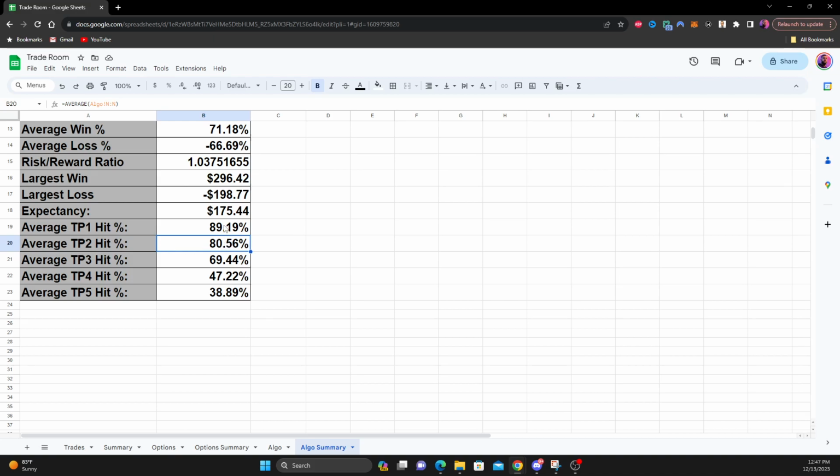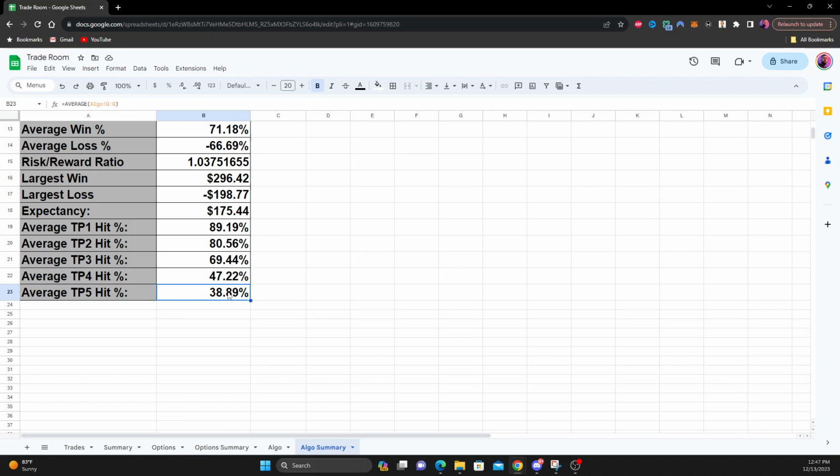Look at the drop off. It drops off by 9% at target 2. So now we're hitting at 80%. Then look from target 2 to target 3, it drops off another 11%, right? Now we're hitting at 69%, and that's a 20% difference from target 1. Then at target 4, again, another drop off of 12%. And now we're talking about a 42% difference between target 4 and target 1. And of course, target 5 is the lowest win rate at 38%.